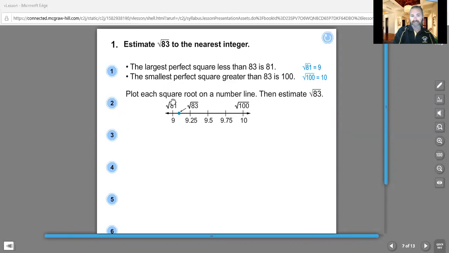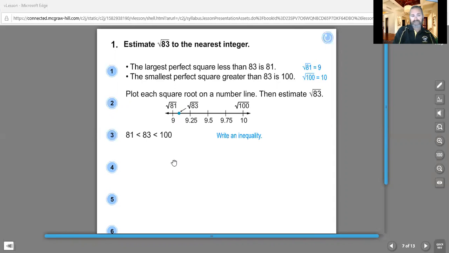So we can plot each square root on a number line and then estimate what the square root of 83 is. So here's a number line that goes from 9 to 10. And if you notice, the square root of 83 is right here, closer to 9 than 10, because the square root of 81 is 9. We know the square root of 83 is closer to the square root of 81 than it is to the square root of 100. So estimating on a number line, the square root of 83 would be about right there.